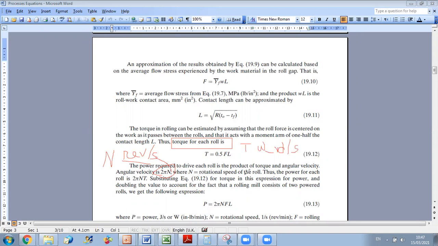Where N is the rotational speed of the roll, therefore the power for the two rolls will be 2 pi N times the total torque. For each roll, I have pi N times F L.